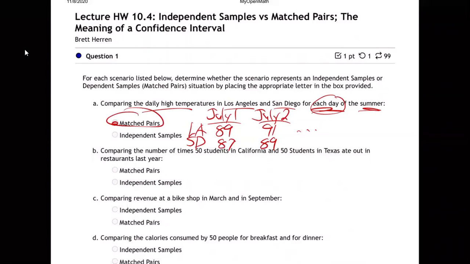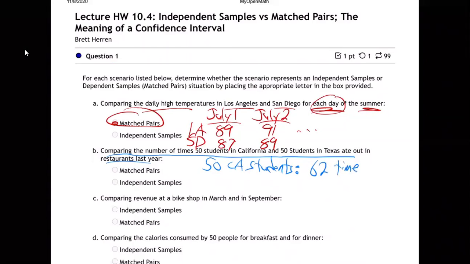So a lot of what you have to be able to do is read those words. I think once you write it out, it's pretty clear, huh? All right, let's try B. Comparing the number of times 50 students in California and 50 students in Texas ate out in restaurants last year. So what does that mean? They grabbed 50 California students and they asked them, how many times did you eat out last year? Maybe I ate out 62 times last year.